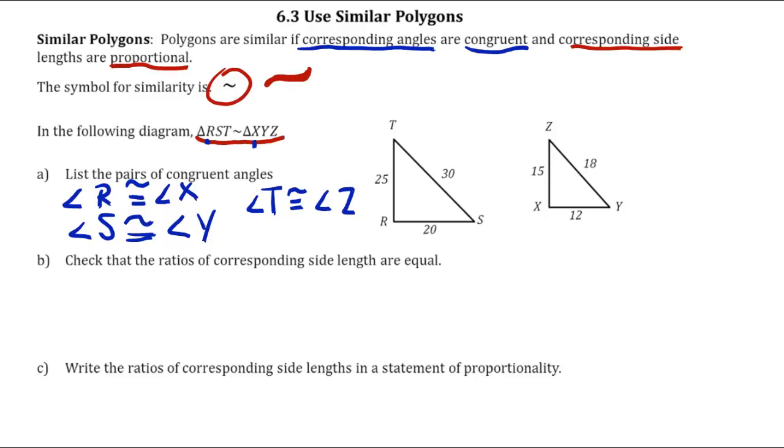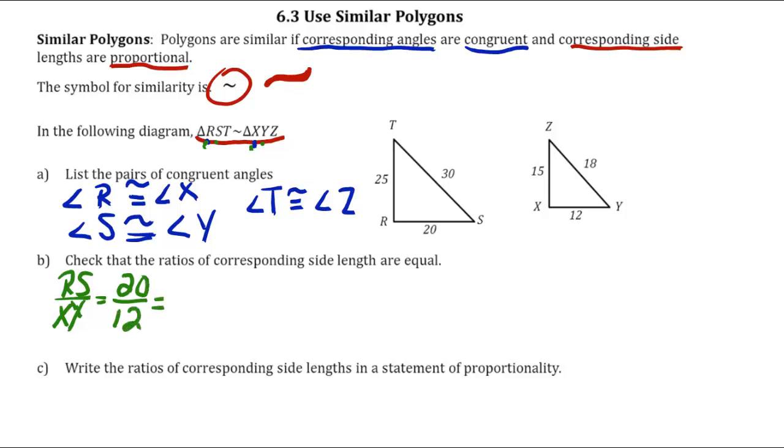Now we need to check in B here that the ratios of the corresponding side lengths are equal. We want the ratios to be equal. So let's look at the corresponding sides. If you look at the first two letters, let me use a different color here, R and S are the first two letters in the first triangle. So RS, and that would be corresponding to, in the second triangle, XY, number 1 and number 2, XY. So let's look at the ratio of RS over XY. And that ratio is 20. RS is 20. XY is 12.